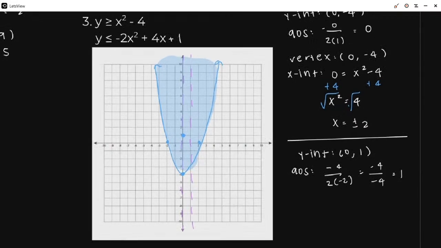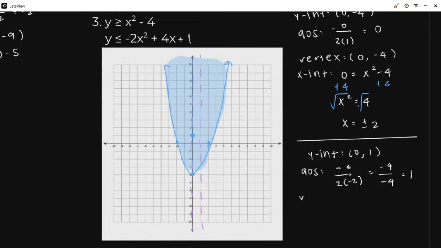Then we're going to plug in 1 for x to find the y coordinate of the vertex. So we'll get y equals negative 2 times 1 squared plus 4 times 1 plus 1. So that's negative 2 plus 4 plus 1. And that is 3. So our vertex is the point 1, 3.